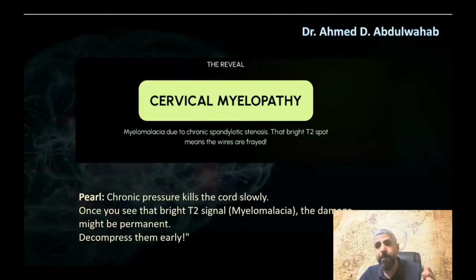Keep in mind that chronic pressure will kill the cord slowly. Once you see that bright T2 signal or myelomalacia, the damage most likely is permanent. So you have to decompress early, before any irreversible damage has happened.